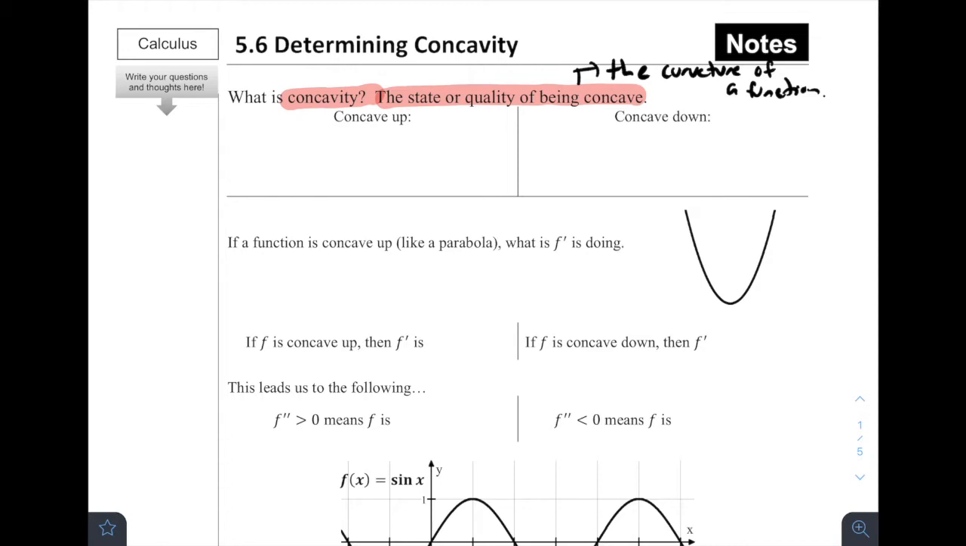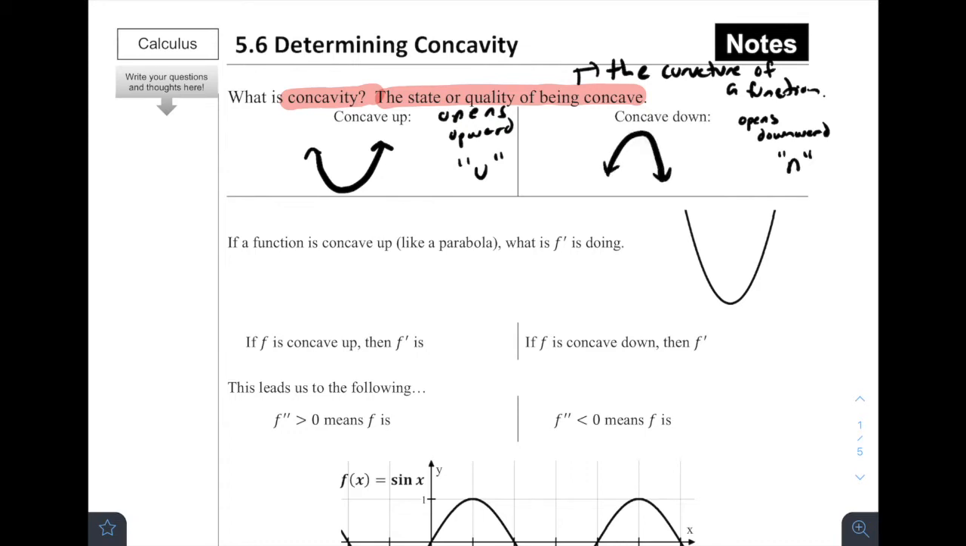Concave up opens upward. We say that it opens upward, and it is U-shaped like this, while something that's concave down opens downward. And while concave up is like a U, opening downward is more like an N. It's essentially the idea of a parabola opening downwards.